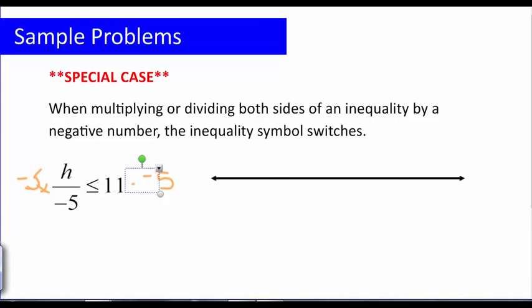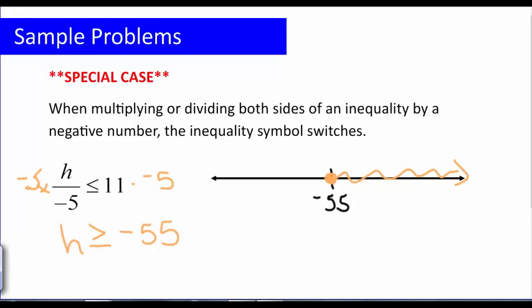So negative 5 times h over negative 5 is just h. 11 times negative 5 is negative 55. And instead of using the symbol less than or equal to, I'm going to use the symbol greater than or equal to. And that's what I want to graph. h is greater than or equal to negative 55. So I mark my boundary, negative 55, and that means I'm going to have a closed, filled in circle at negative 55. And what numbers are greater than or equal to negative 55? All the numbers to the right of negative 55.